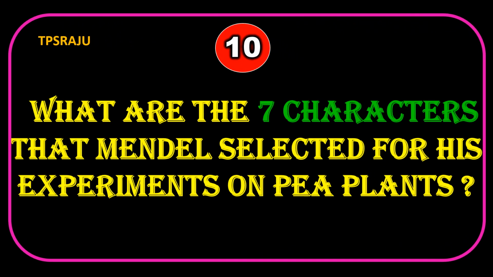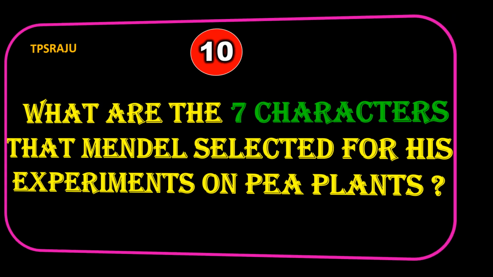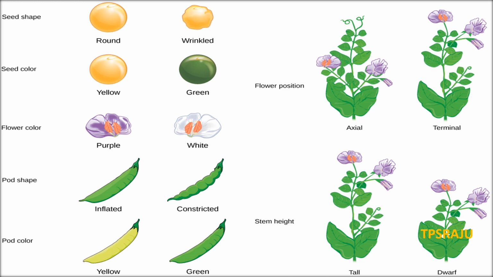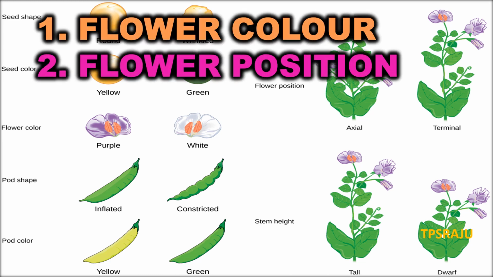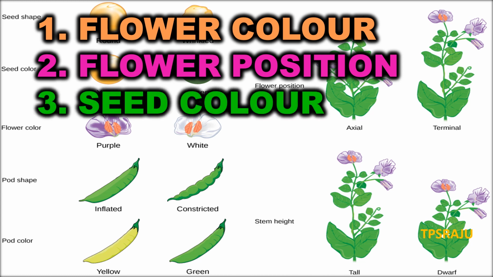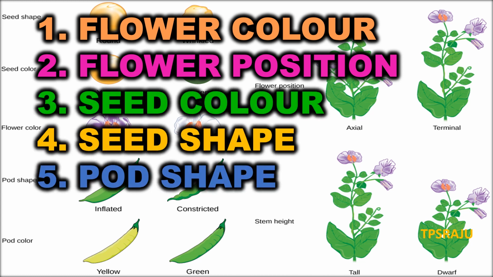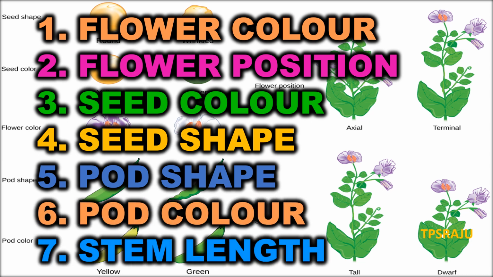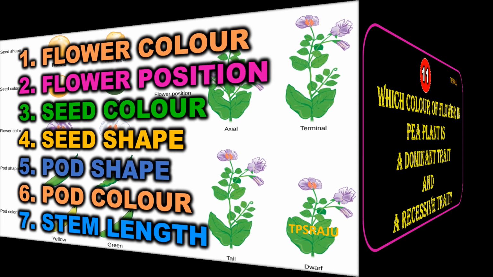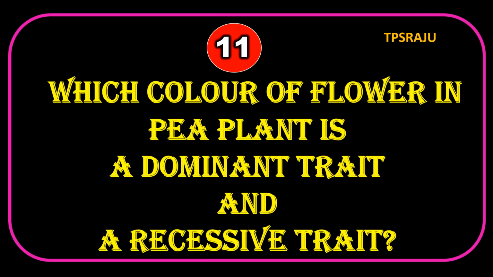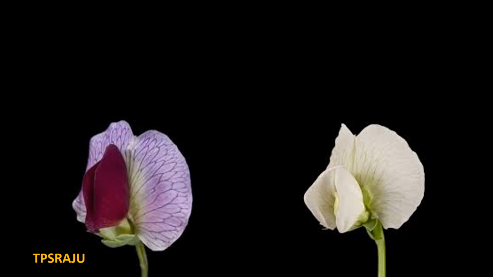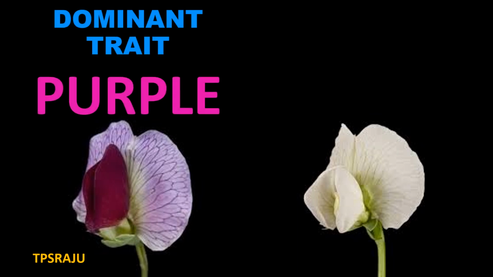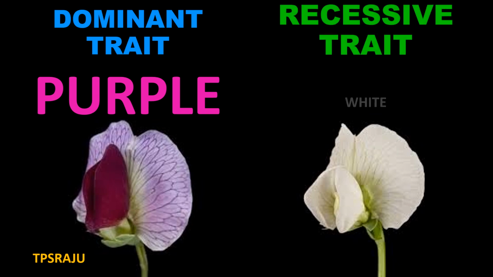What are the 7 characters that Mendel selected for his experiments on pea plants? Flower color, flower position, seed color, seed shape, pod shape, pod color, and stem length. Which color of flower in pea plant is a dominant trait and a recessive trait? Dominant trait is purple. Recessive trait is white.